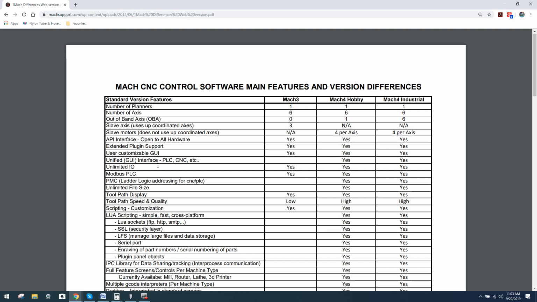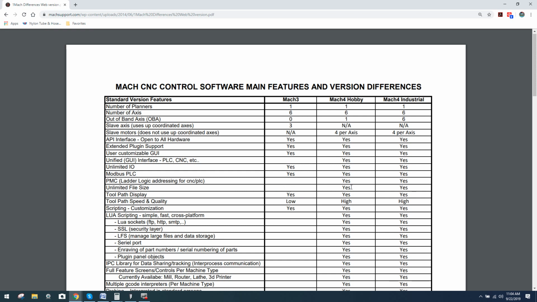Again, if we come down, unified GUI interface, Mach3 doesn't have it. Once again, Mach4 hobby and Mach4 industrial do. Unlimited input output: yes, yes, and yes. Modbus PLC, yes. And we're going to skip here, PMC ladder, unlimited file size.